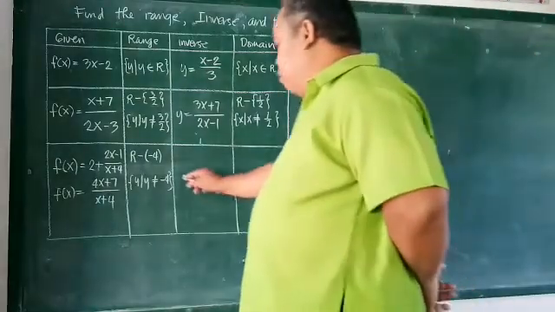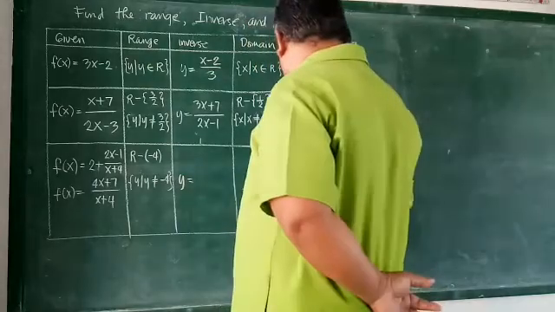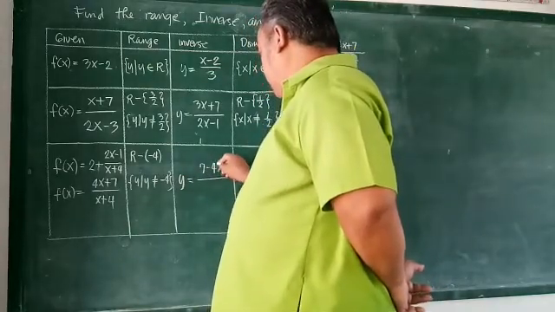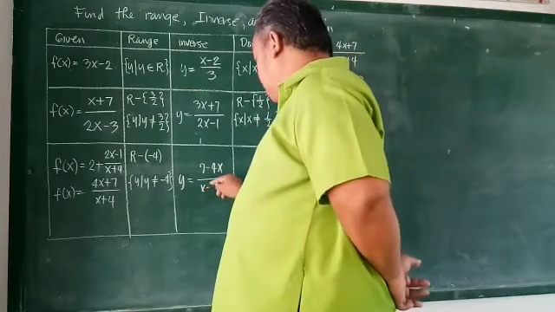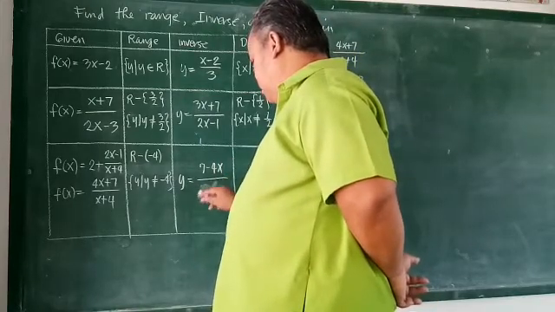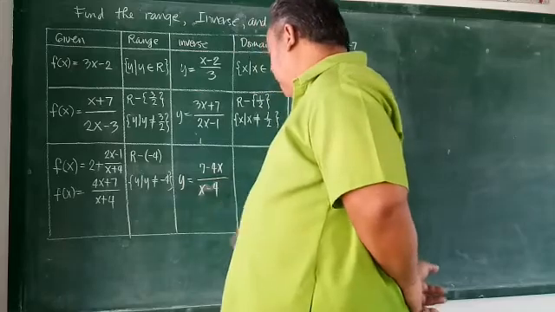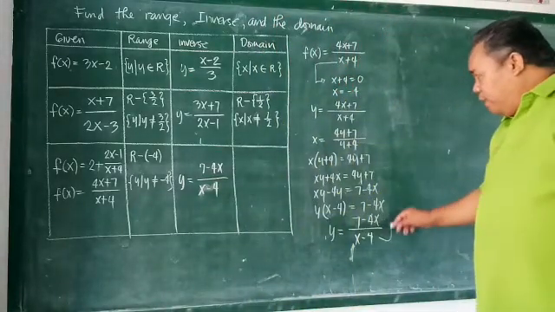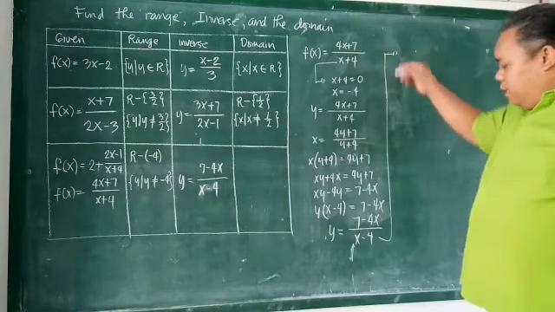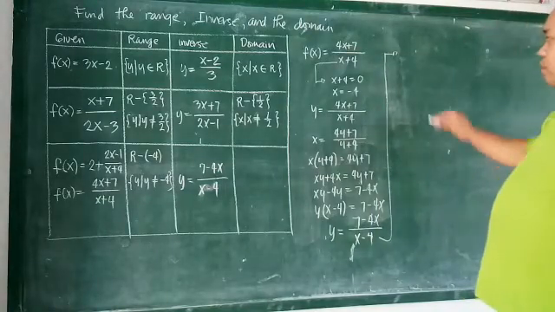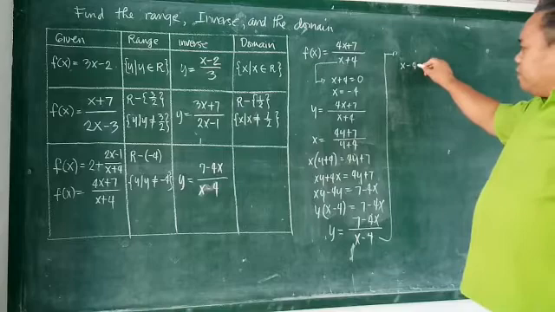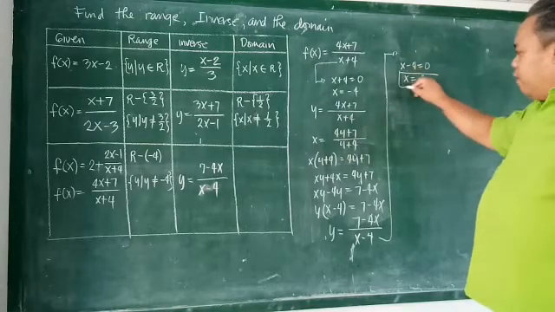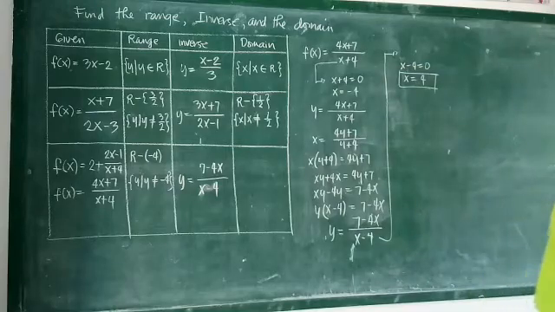So your inverse here is y equals (7 minus 4x) over (x minus 4). Okay. Now, if we're going to find the domain, simply equate the denominator to 0. That's x minus 4 equals 0. Then x here could be 4. So that will be the restricted value of the domain.